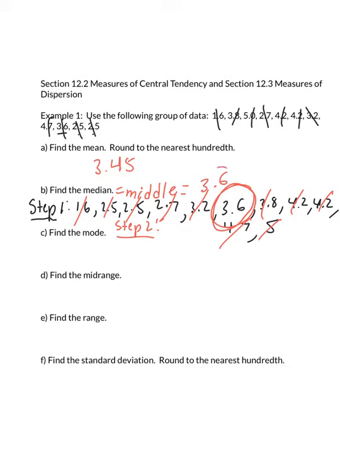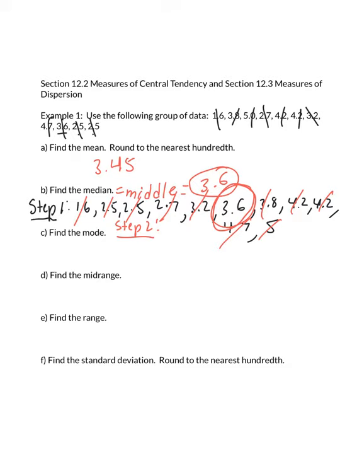Now, if there was a tie between 2 data items landing in the middle, what you would do as a tiebreaker is you would calculate the mean of those 2 numbers, and that would be your median final answer. We're going to see an example of that on the next slide.